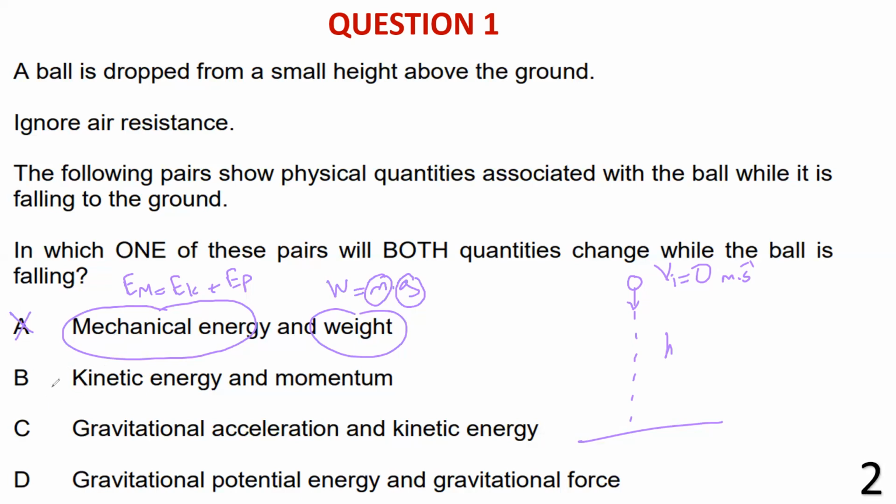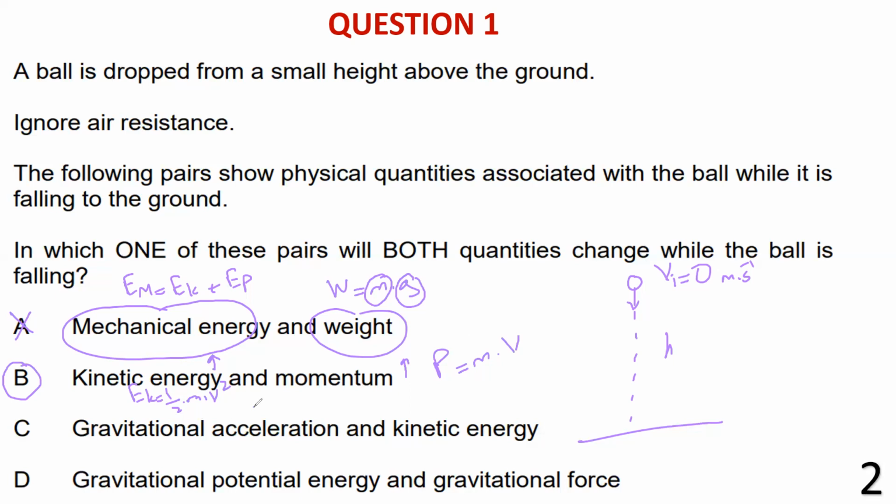So we can carry on with option B, kinetic energy and momentum. Kinetic energy is changing because initial velocity equals 0 and velocity is increasing. Kinetic energy is increasing. And what about momentum? Also increasing. Kinetic energy is equal to 1/2 m v squared, and momentum equals m v. So velocity changes, and momentum and kinetic energy both change. The answer is B, but let's check the other options.